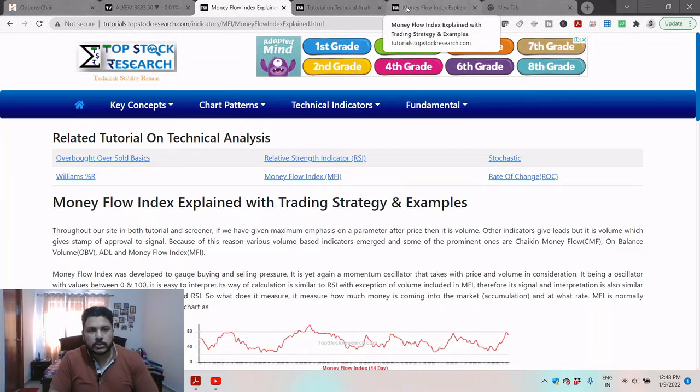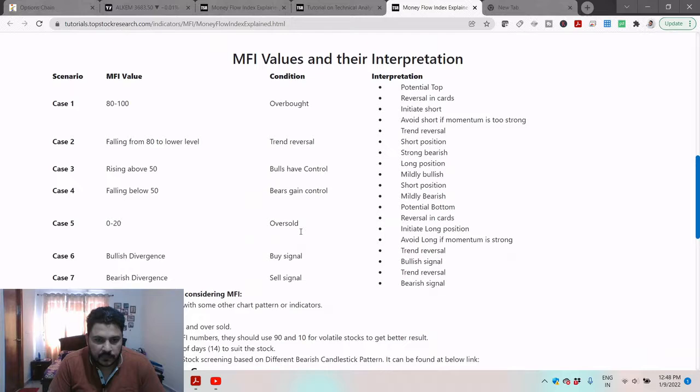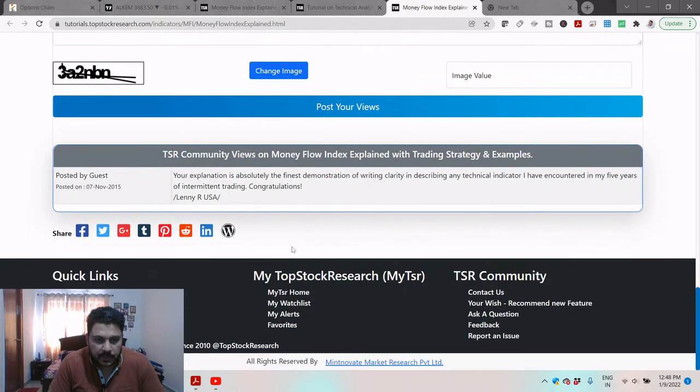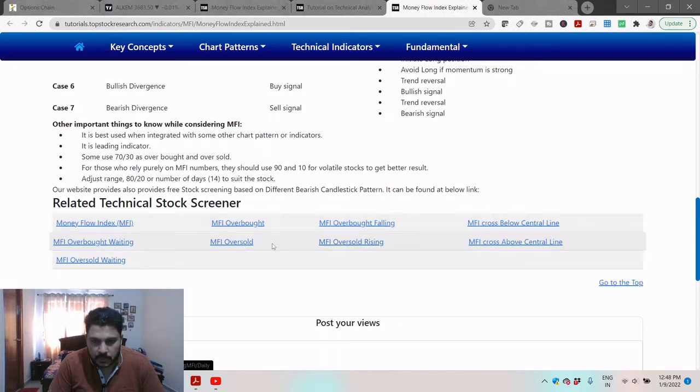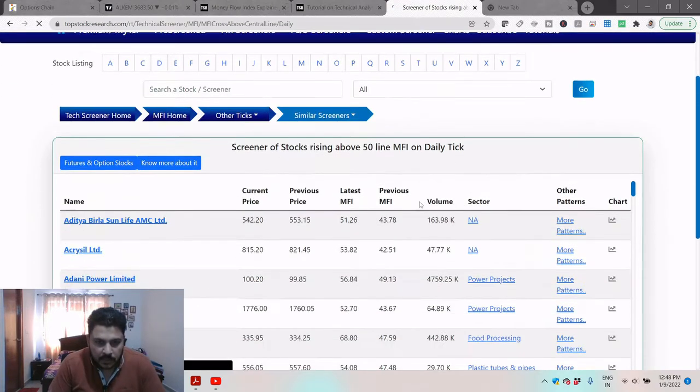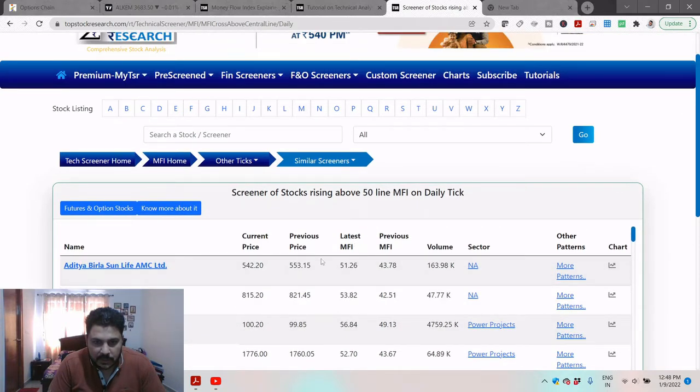When you go to Top Stock Research, just type in Money Flow Index and you will be able to find this particular indicator. So 50 is our crossed-above central line. We click on this, and when you click on this, you will always find the latest MFI, 51.